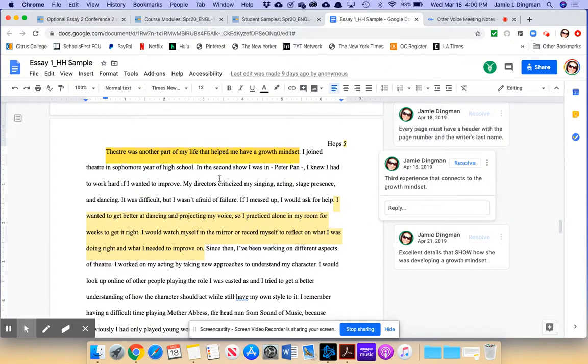Theater was another part of my life that helped me have a growth mindset. I joined theater in sophomore year of high school. In the second show I was in, Peter Pan, I knew I had to work hard if I wanted to improve. Okay, so right away, topic sentence clear, right? You can see theater was another part of her life that helped her have a growth mindset. I know what she's talking about here. We have the experience, we have the connection to the reading.